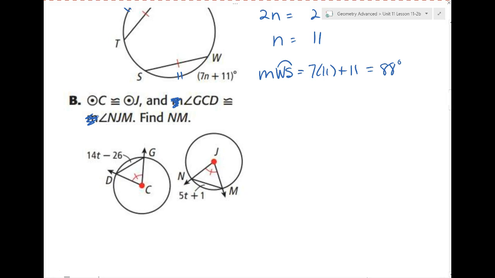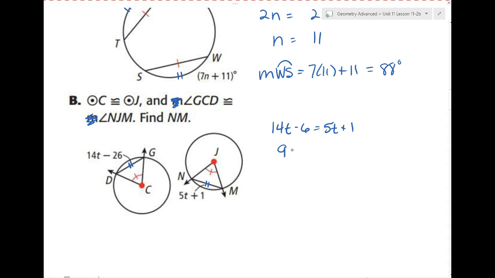So what if I have congruent central angles, what do I know about my arcs and what do I know about my chords? They're the same. So in this case, I'm talking about the chords, right? So don't I know that this and this are going to be the same? Right? So congruent central angles are going to be congruent chords. So if that's the case, we're going to set them equal. We're going to go 4t minus 6 is equal to 5t plus 1.